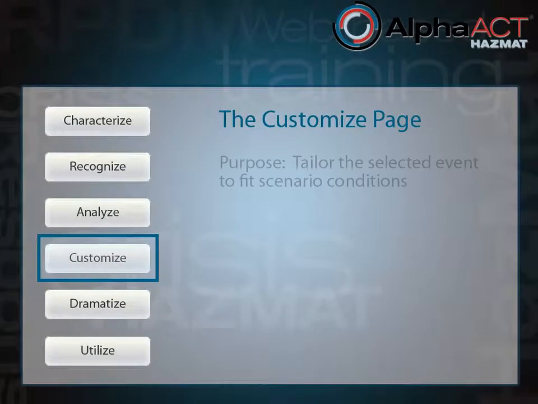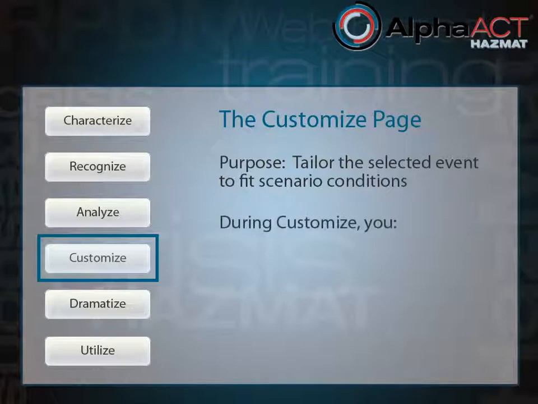In the decision process, the purpose of the Customize step is to tailor the event you selected to fit the event conditions of the scenario that you're working. The event you selected on the Analyze page is the starting point you'll be working from. During the Customize step, there are two things you'll do.